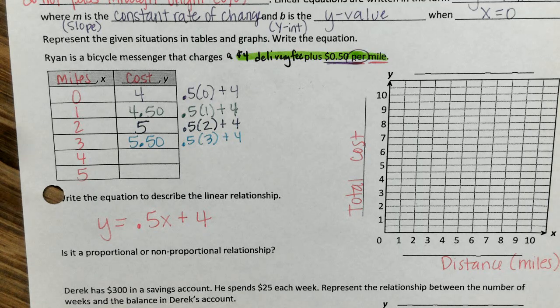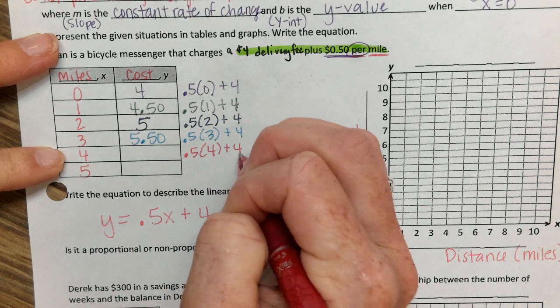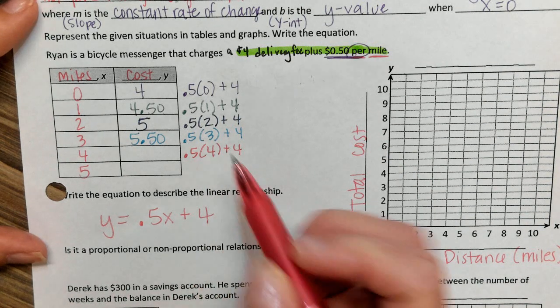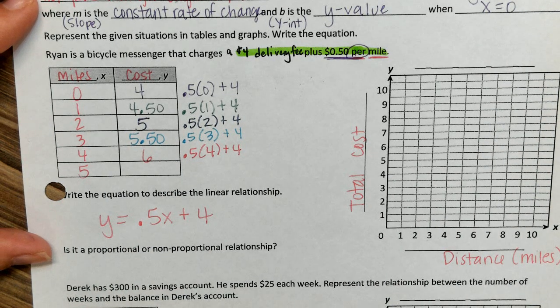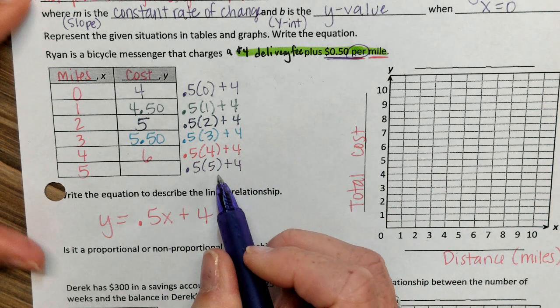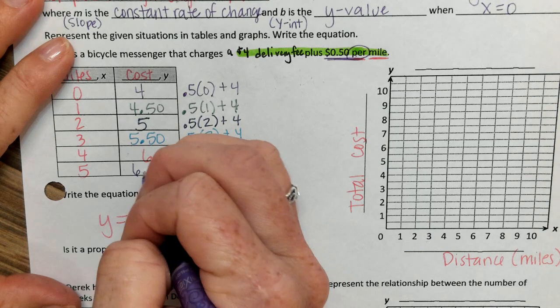All right, let's go to this one. A half of 4 plus 4. What's a half of 4? 2. What's 2 plus 4? 6. And one more. A half of 5 plus 4. Half of 5 is $2.50, and $2.50 plus 4 is $6.50.